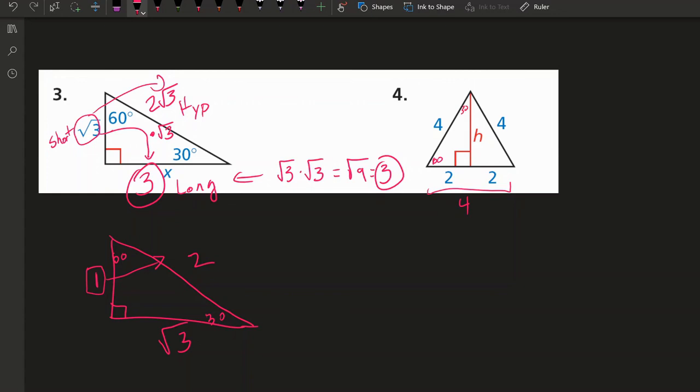60, 90 triangle. In this case, I've got the short side. I already see that the hypotenuse is twice as big as the short side, so I just need to figure out the longer side. So if this is 2, going from the shorter side to the longer side, I'm just going to multiply that by the square root of 3, which gives me h is equal to 2 times the square root of 3. That's it. We're done.